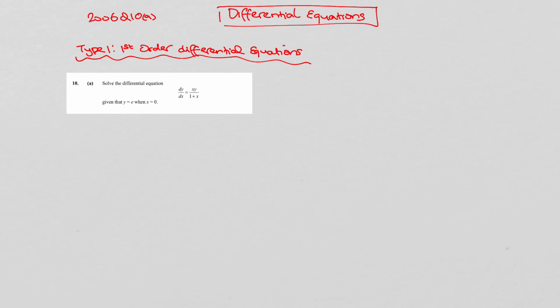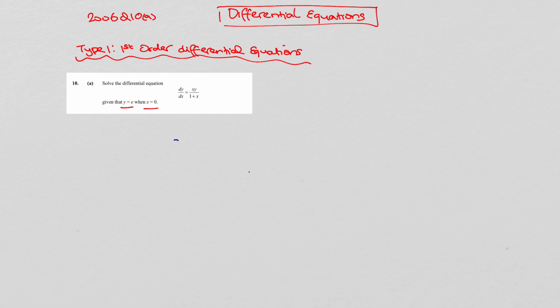Differential equations, 2006, question 10a. So this is type 1 first order differential equations. So here we have dy dx is equal to xy over 1 plus x. And we're given that y is equal to e when x is equal to 0. And we want to solve the differential equation.